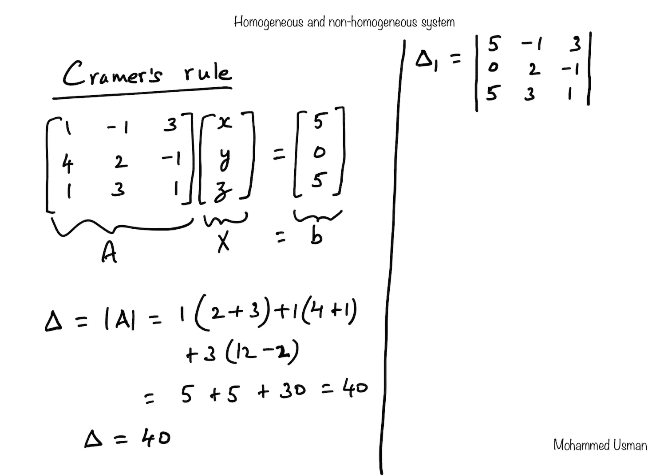So let's write it down. It would be equal to 5 into 2 minus 3, so that's 2 plus 3. And I'm going to compute the determinant using the first column. As I said before, the determinant can be computed using any row or any column. So I'm going to use the first column in this case because there's a 0 here, so it makes the calculations easier.